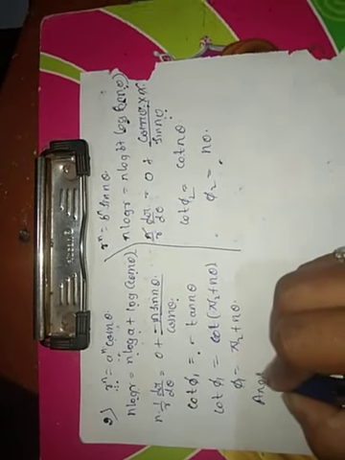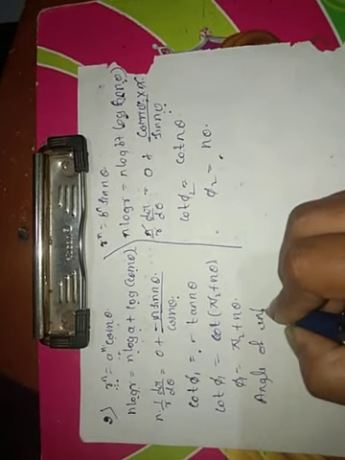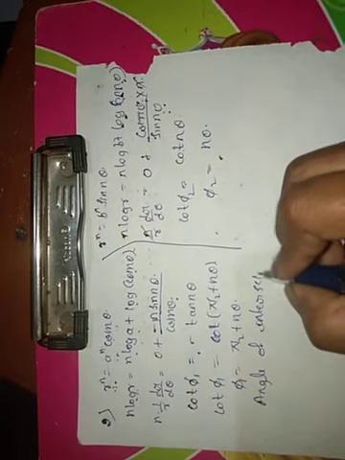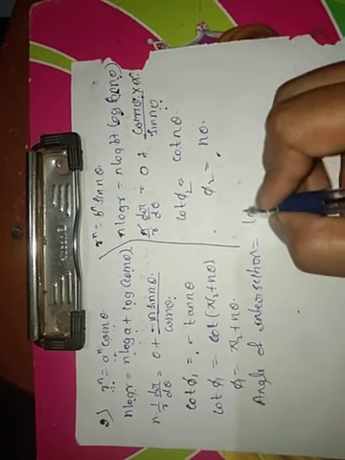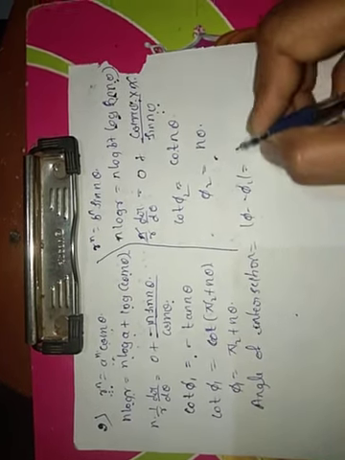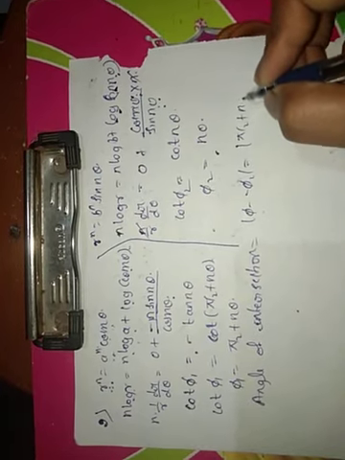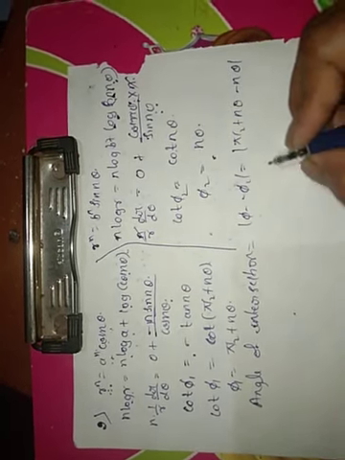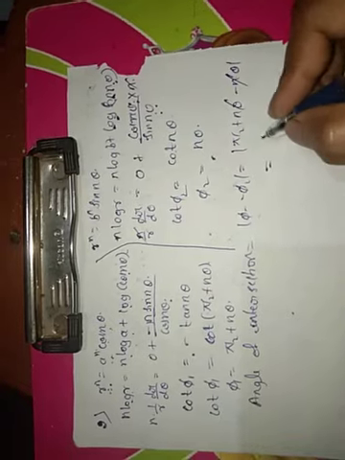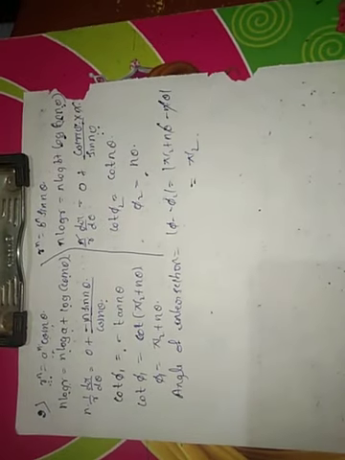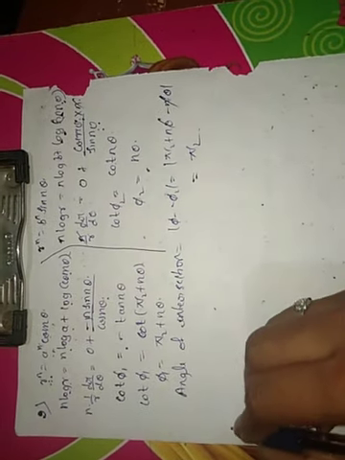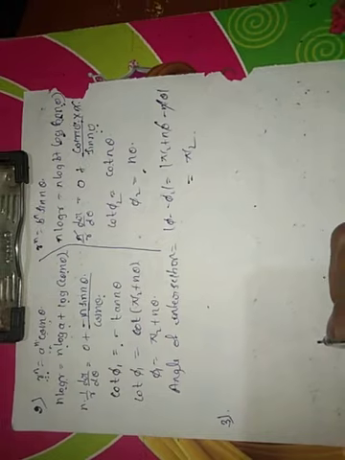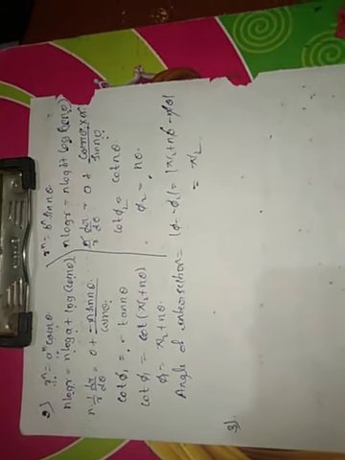The angle of intersection equals phi 1 minus phi 2, which equals 90 plus n theta minus n theta. The n theta gets cancelled, leaving 90. Therefore the angle of intersection is 90 here, so the curves intersect each other orthogonally. Now come to the third one.